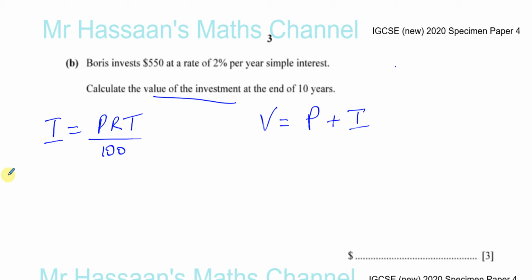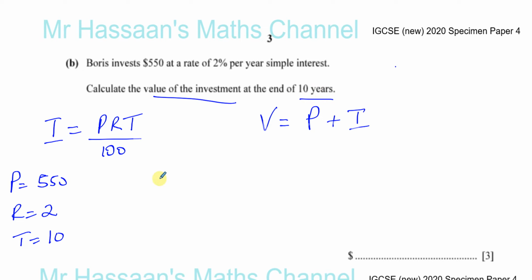So here, as we said, the principal is 550. That's the amount that was invested. The rate is 2%. We just write the 2 because this 100 takes care of the percent part. That's what the 100 is there for. And T, we make sure that it's in years, which it is, and we write that as the number of years. If it was in months, we have to convert it to years by dividing by 12.